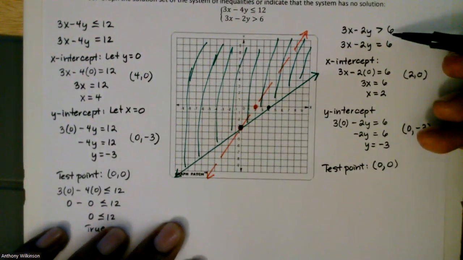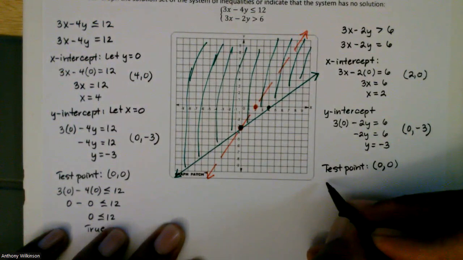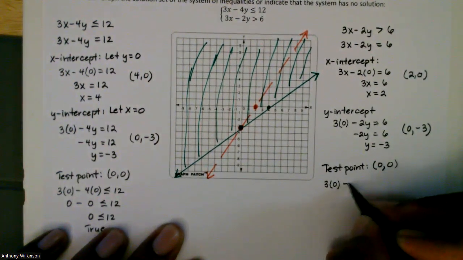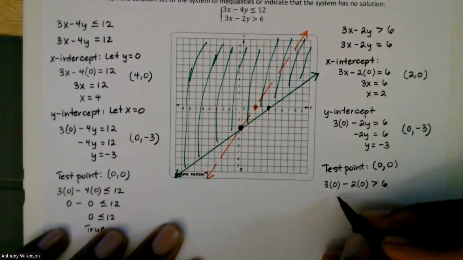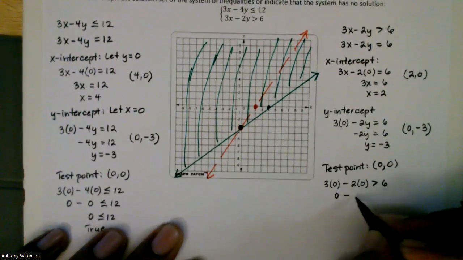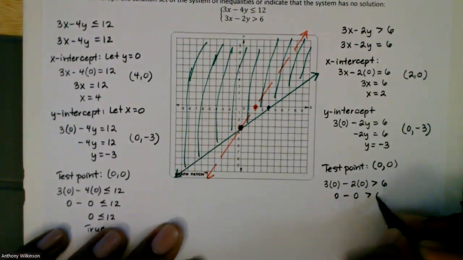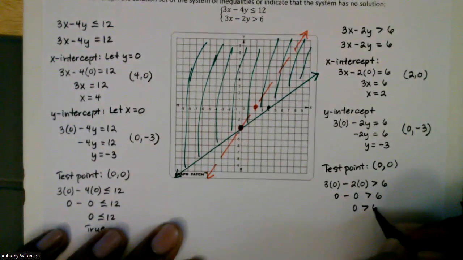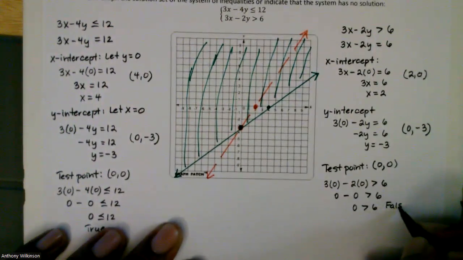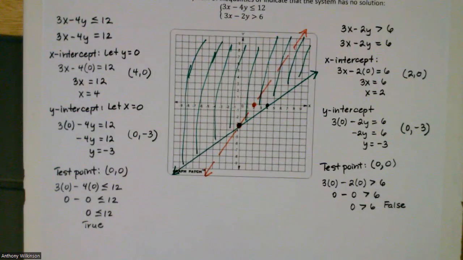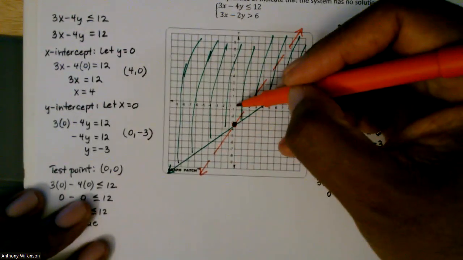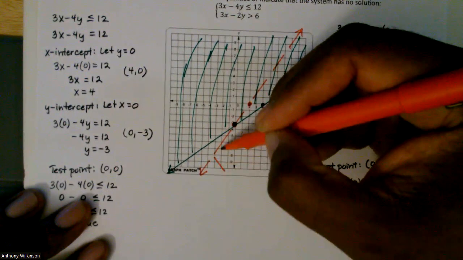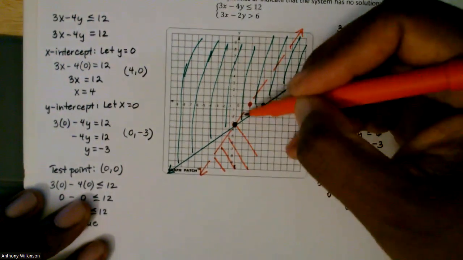Using this inequality, I'm going to replace the x with 0 and the y with 0. So I'm going to have 3 times x, which is 0, minus 2 times y, which is 0, greater than 6. Well, 3 times 0 is 0, 2 times 0 is 0, and 0 minus 0 is 0. 0 is greater than 6 is a false statement. And with a false statement like that, I shade the region that does not have that test point of 0, 0. So since 0, 0 is up here, I need to shade the opposite side of that. Here it is.